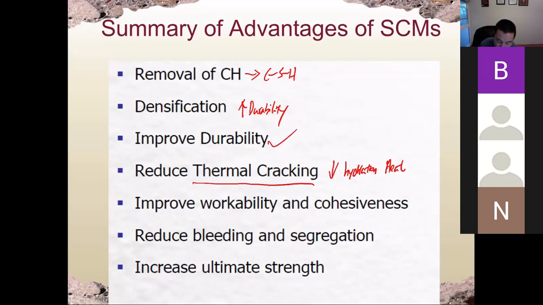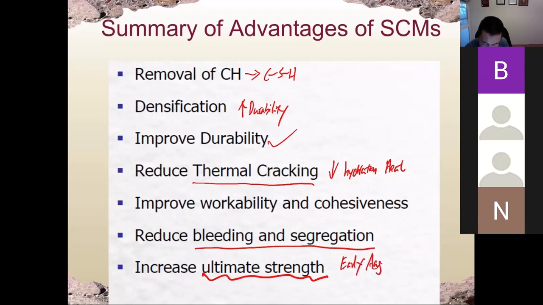In general, it will improve the workability, cohesiveness, and consistency, but for silica fume, it may somehow reduce the workability. We can compensate that with chemical admixtures such as superplasticizer. We'll discuss that next week. It will also reduce the bleeding and segregation, and increase the final strength. For early age strength, it may not increase. For early age, it may reduce, for fly ash and slag.